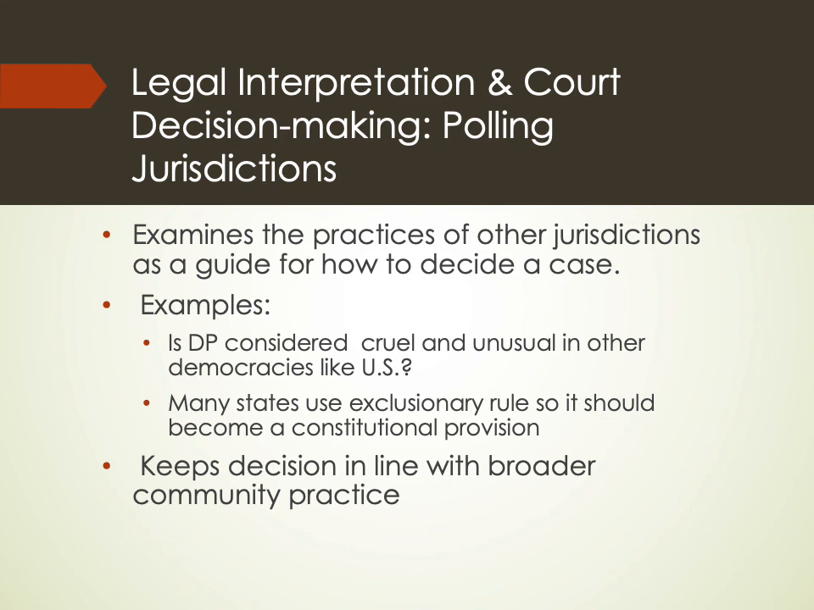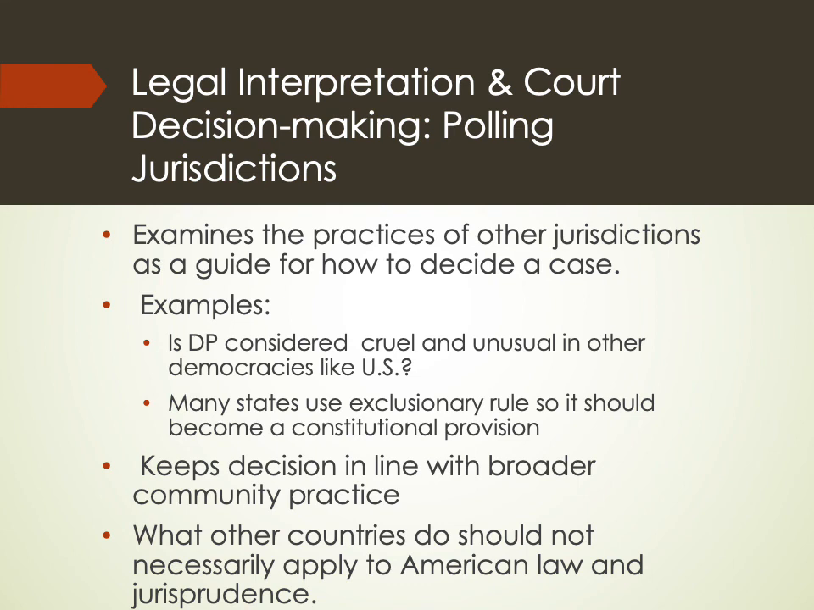The benefits of this perspective are that it keeps the decision in line with the broader community practices. And so the Supreme Court's ruling should reflect what many other states are already doing. It should also maybe reflect what other countries are doing, right? But the downside of this, as your textbook points out, is that what other countries do, or even what other cities and states are doing, should have no bearing necessarily on how the Constitution is interpreted. And so, what other countries do, or what cities within the United States do, does not necessarily apply to American law and American jurisprudence writ large. Okay, so that's an overview of that perspective.